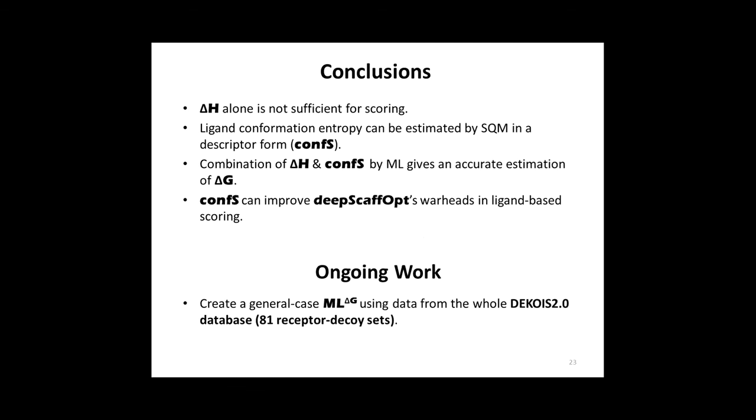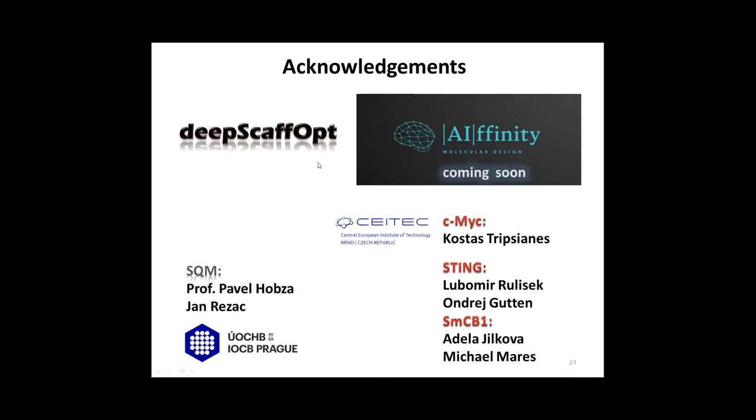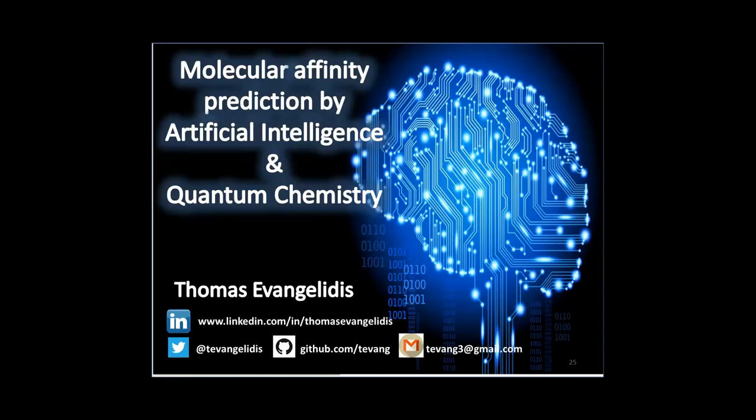So to conclude, enthalpy alone is insufficient for scoring, but we can calculate the entropy using quantum mechanics and combine it with machine learning to get a more accurate description of the free energy. On the other hand, we can use the entropy alone to improve ligand-based scoring with machine learning. And currently I'm creating a general machine learning model to predict the free energy of binding using entropy and enthalpy.